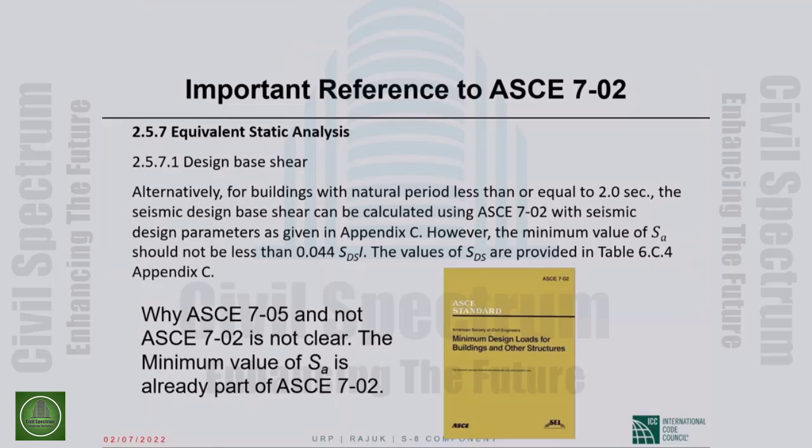BNBC says, in section 2.5.7.1, alternatively, for buildings with natural period less than or equal to 2 seconds, so not for very tall buildings, the seismic design base shear can be calculated using ASCE 7-02 with seismic design parameters as given in Appendix C. Okay, so if you go with Appendix C, you are basically doing ASCE 7 seismic design, and that is fully permitted by the BNBC.